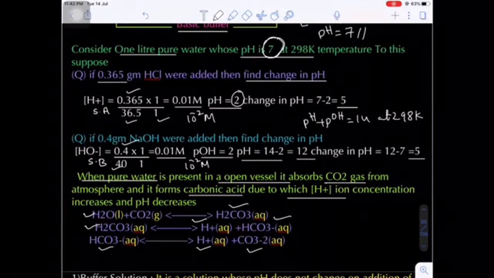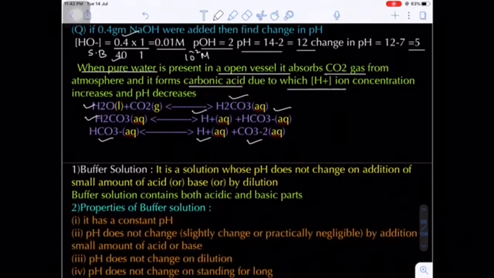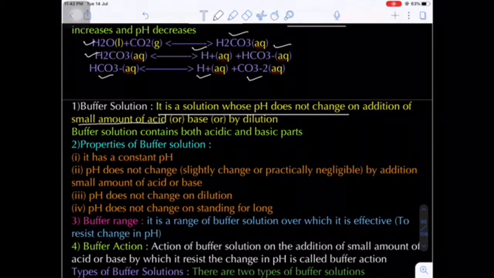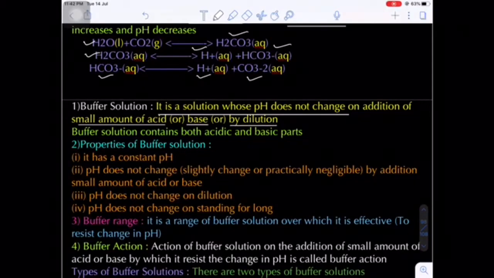Okay. Now to keep the pH value constant, we require some suitable solution. That solution is known as a buffer solution. Indirectly known as a what? Buffer solution. Now the definition of a buffer solution: a solution whose pH does not change on addition of a small amount of an acid or a base, even by dilution. Remember, a small amount of acid or base must be added.